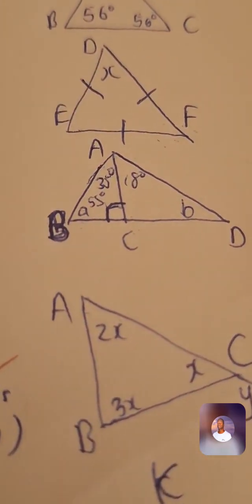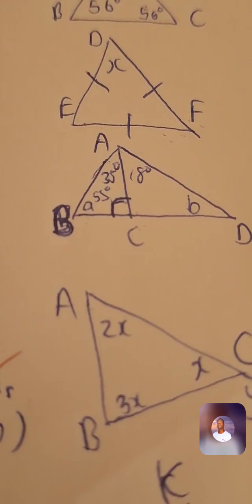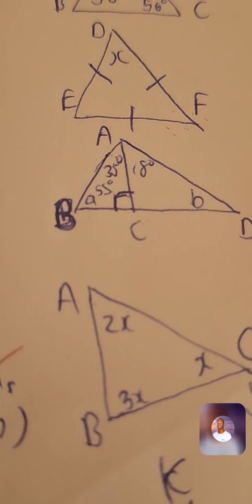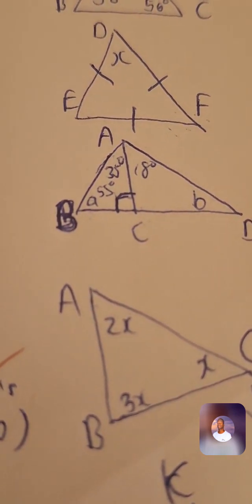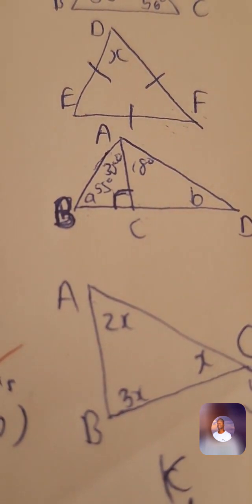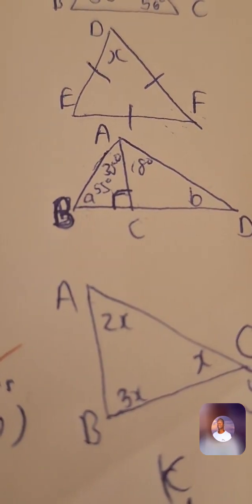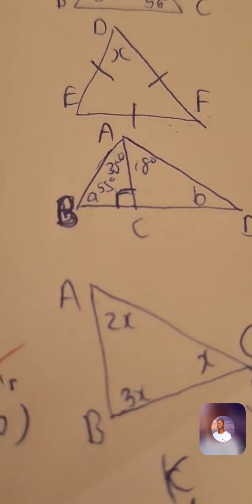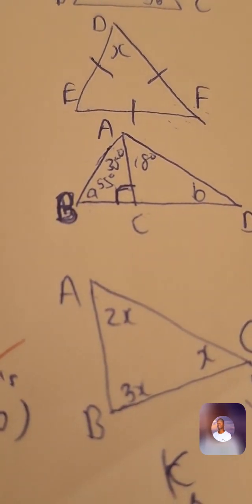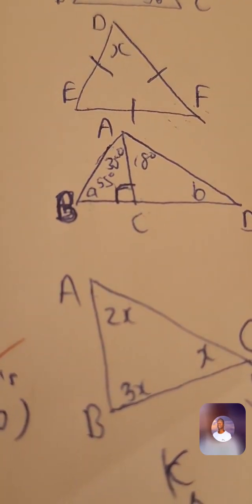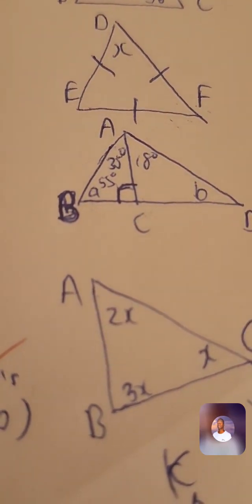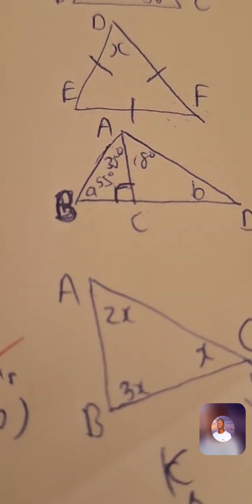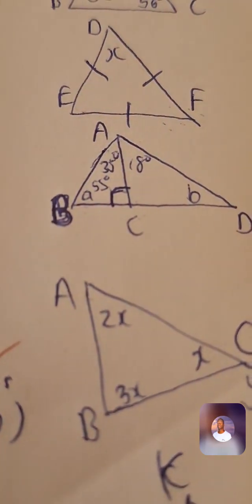So you'll say 53 plus 55 plus B is equal to 180, sum of angles in a triangle. Very true. Then you say 53 plus 55 minus 180 gives you angle B. Okay. So what's 55 plus that 53?